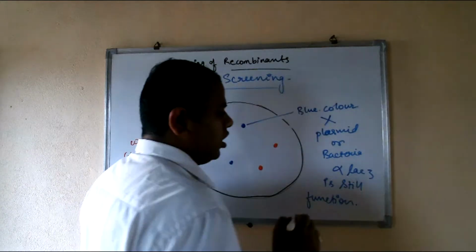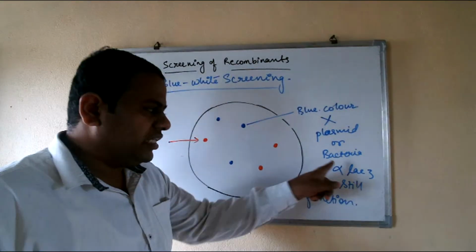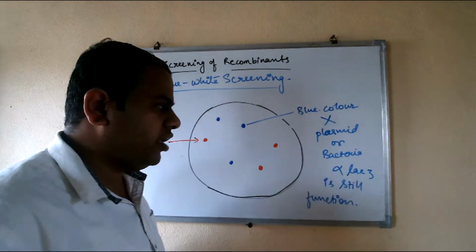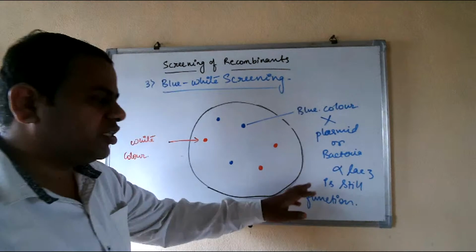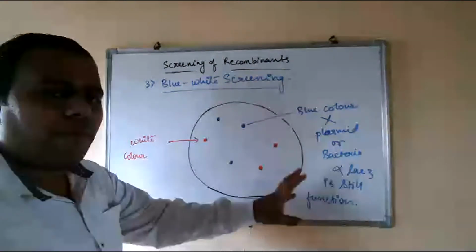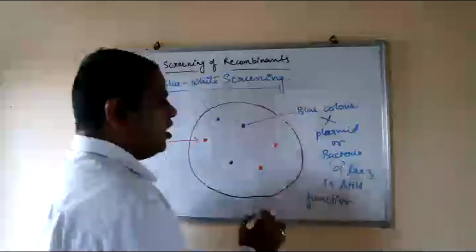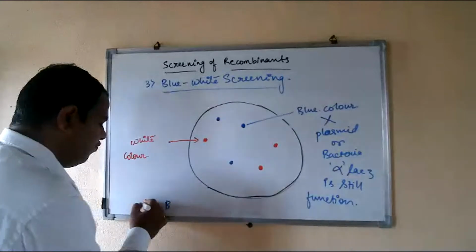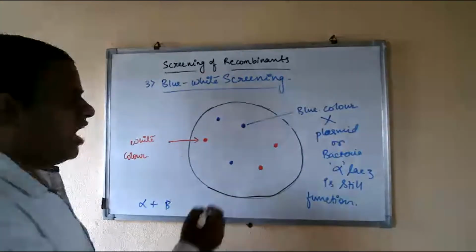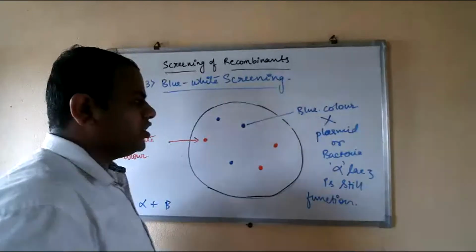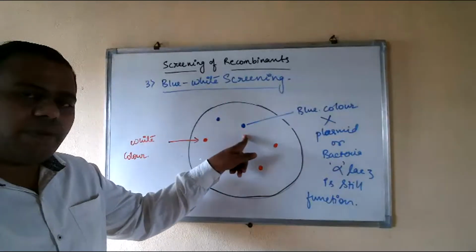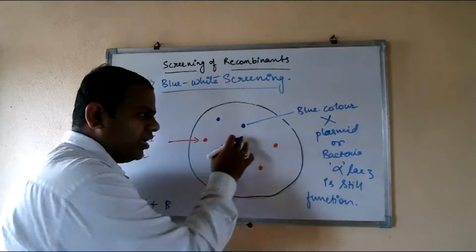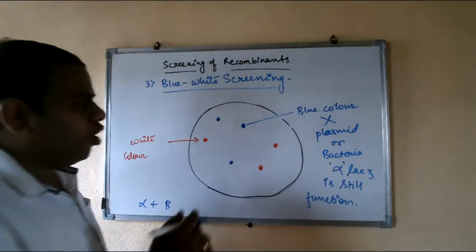The alpha gene of that particular plasmid is still functional because your fragment of interest is not added into the lacZ gene. Some part of that experiment was not successful, so the alpha portion is still functional. This alpha portion complements with the beta portion, so alpha plus beta together form a functional beta galactosidase gene in this colony. Now this functional beta galactosidase breaks the X-gal present in the medium. When it breaks the X-gal, it forms a blue colored colony.